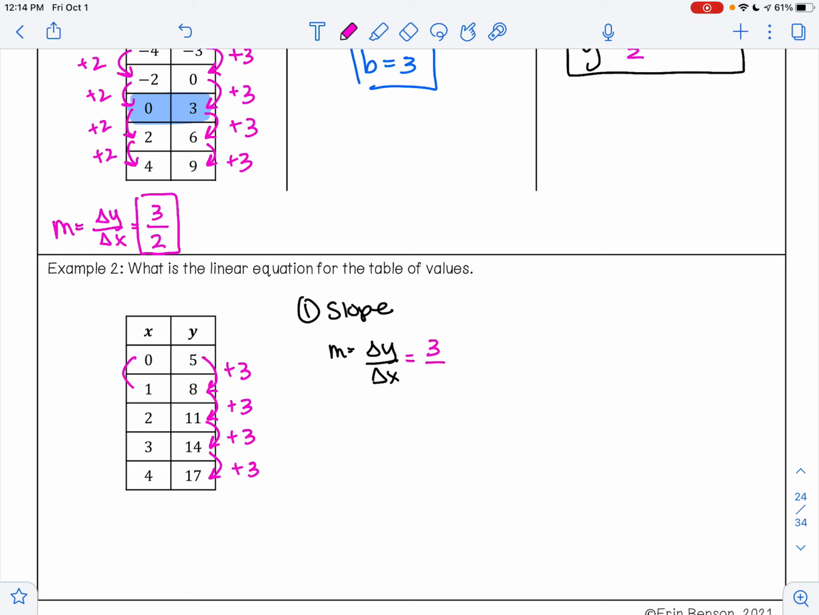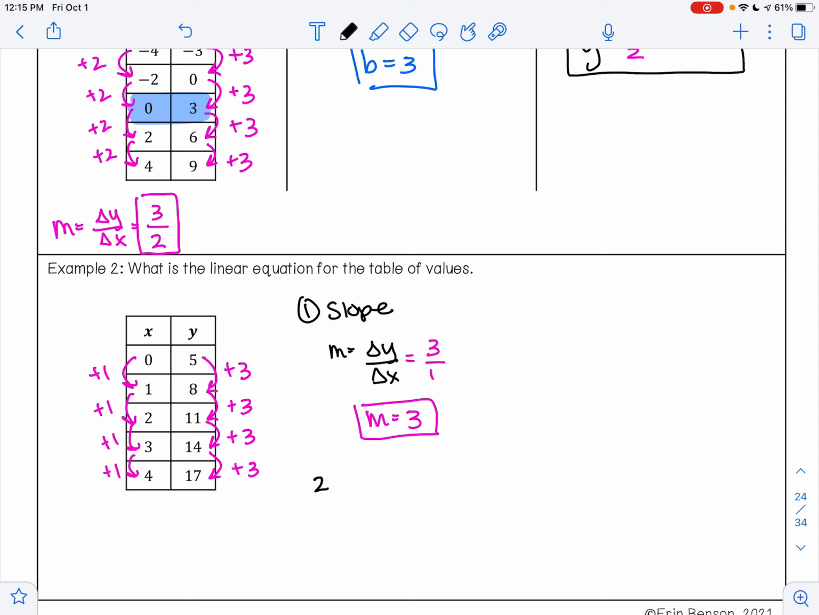To go from 0 to 1, I add 1. From 1 to 2, I add 1. From 2 to 3, I add 1. And from 3 to 4, I add 1. So my change in x is 1. 3 divided by 1 is just 3. So my slope is 3.